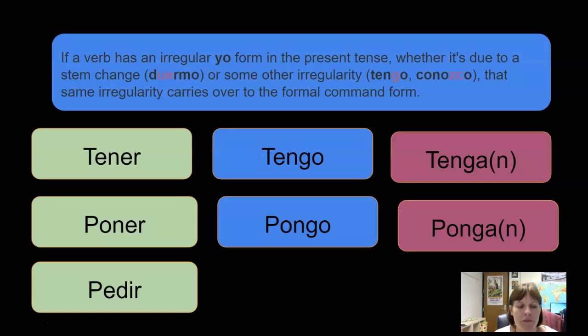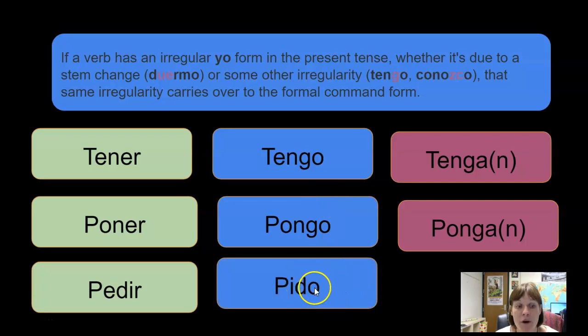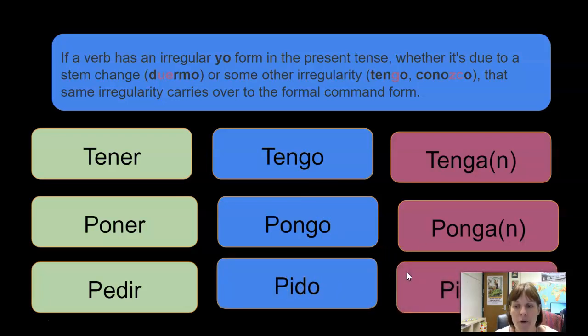Pedir means to ask or to order. And so this isn't a go verb, but what happens is there's a stem changer when you conjugate it into the yo form. Do you remember what it is? What happens is the E changes to I, so you would have pido. And if I drop the O and add the opposite endings, it becomes pida or pidan.